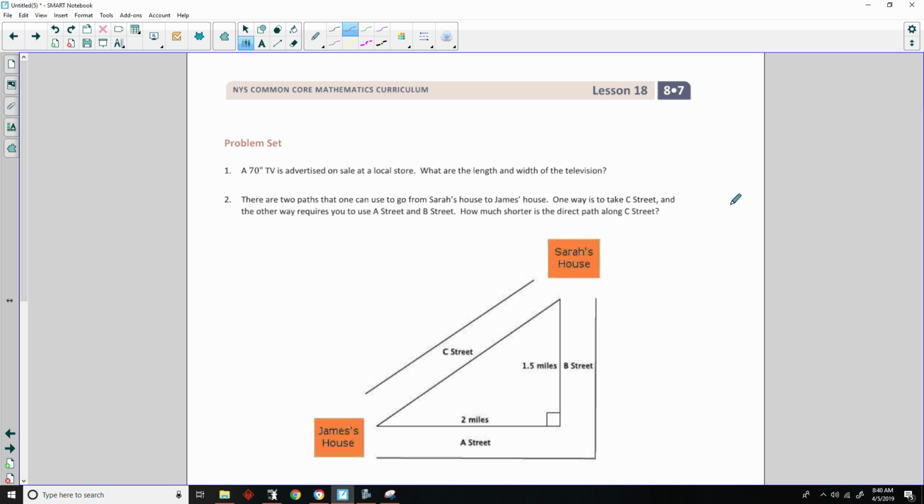That is the end of lesson 18. Go do your problem set.